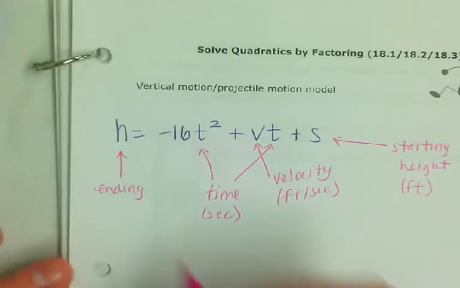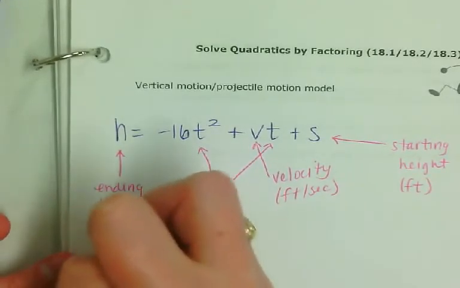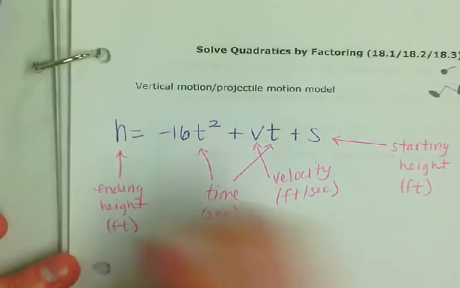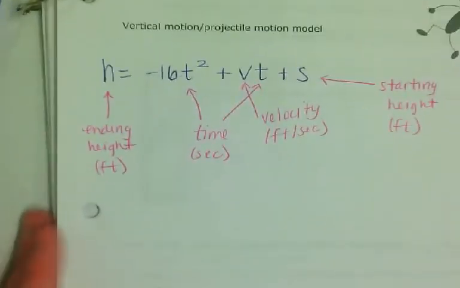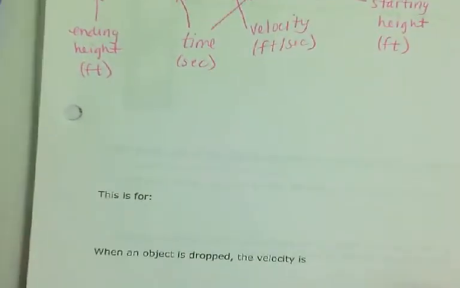And then the ending height is h, which is also in feet. This is where that object ended, where it stopped. So was the ball caught in the air? Did the ball land on the ground? Did someone drop something, you know, off the roof of the house and someone caught it? Or was it landing on the ground? Those types of things. So down underneath that, it talks about what we use this for.